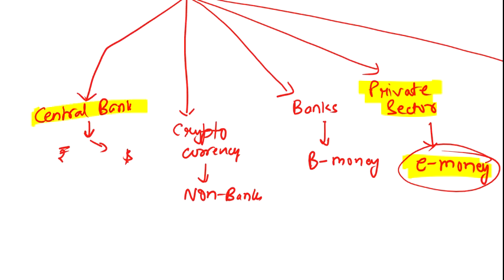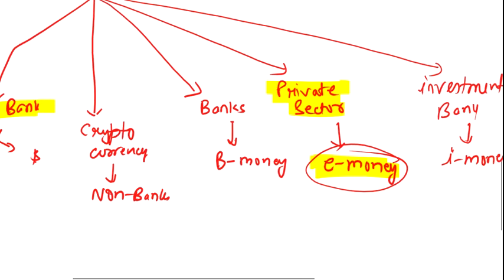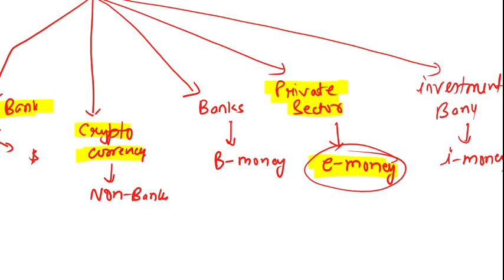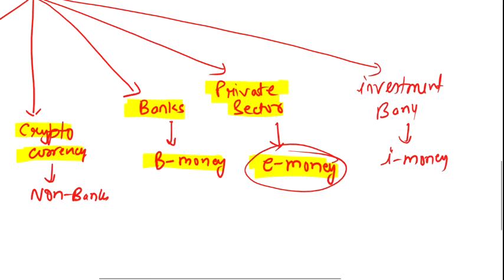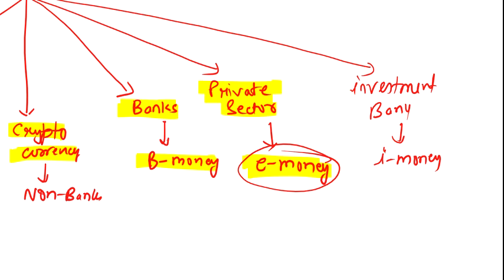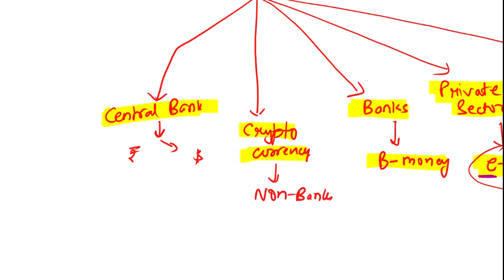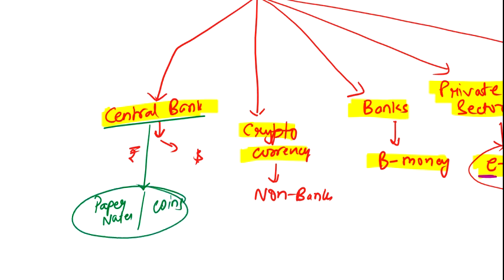The one which is issued by central bank, then cryptocurrency which is based on the concepts of blockchain, then the money issued by the banks, B money, money issued by the private sector known as e money, money issued by the investment banking firms known as I money. Clear? Now when it comes to the central bank, the money issued by the central bank we have in the form of paper notes or in the form of coins, which we always carry with ourselves, or we can say which we carry in our wallet.